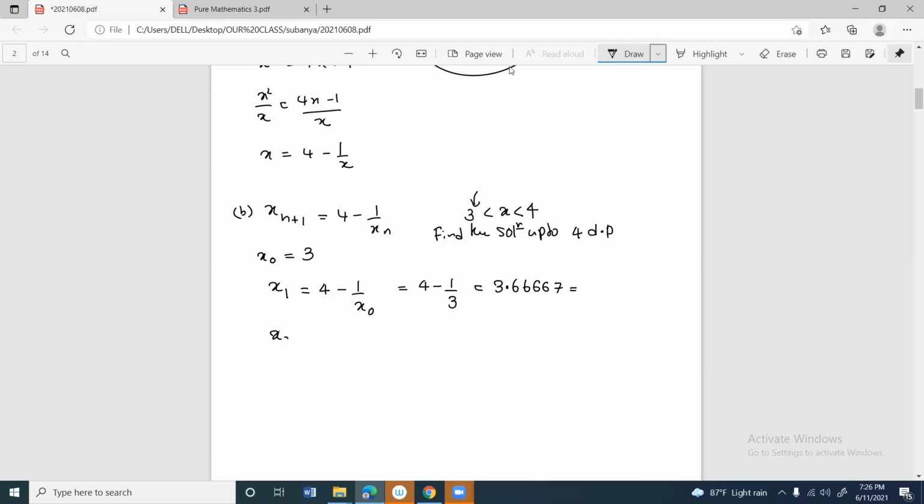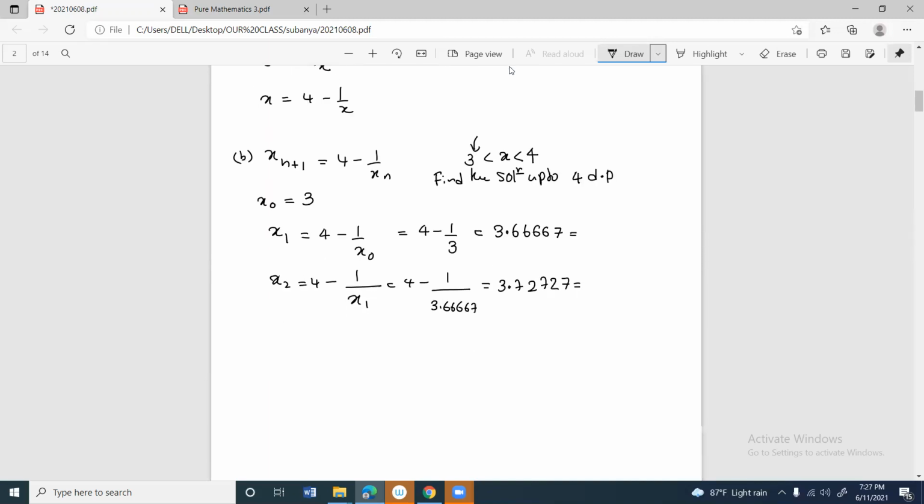Then x2. x2 is, if n plus 1 is 2, it means n equals 1. That is 4 minus 1 over x1. That is how much? 4 minus 1 over 3.6667. You can just put the answer. Then you get this answer, 3.7272. If you need 4 decimal points, write 3.727. Keep this answer in this format. Right. Then x3.